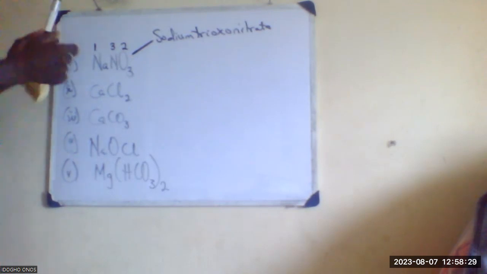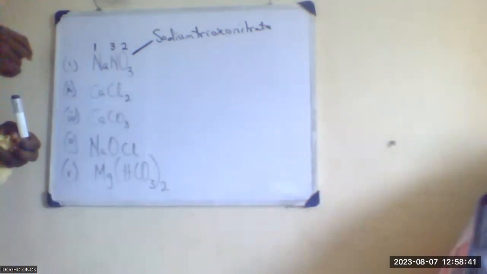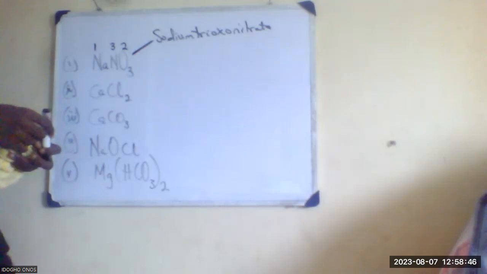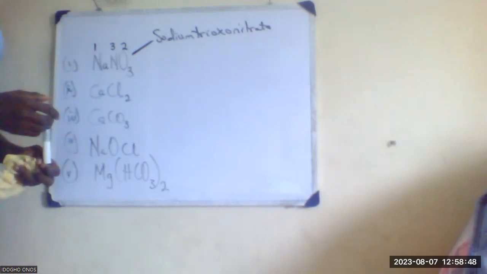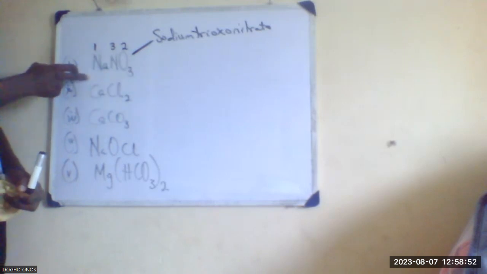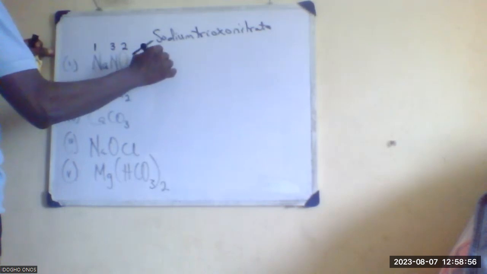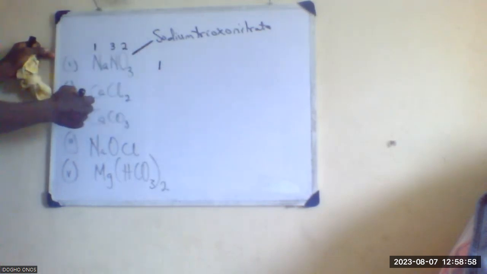Then for sodium, if you check, sodium is number 11 in your first 20 elements. It belongs to group 1 in the periodic table based on its electronic configuration, which is 2, 8, 1. Then if you write that, the last number, which is a 1, becomes the valency of sodium. So in this compound, the valency of sodium is 1. So this is 1. I don't need to put the plus anymore.